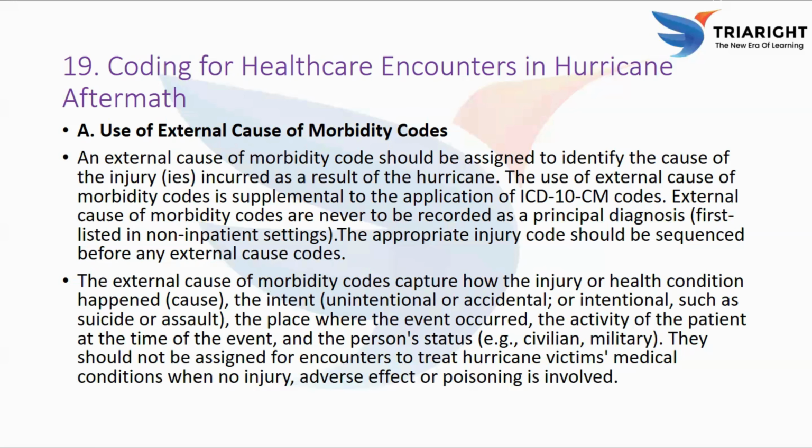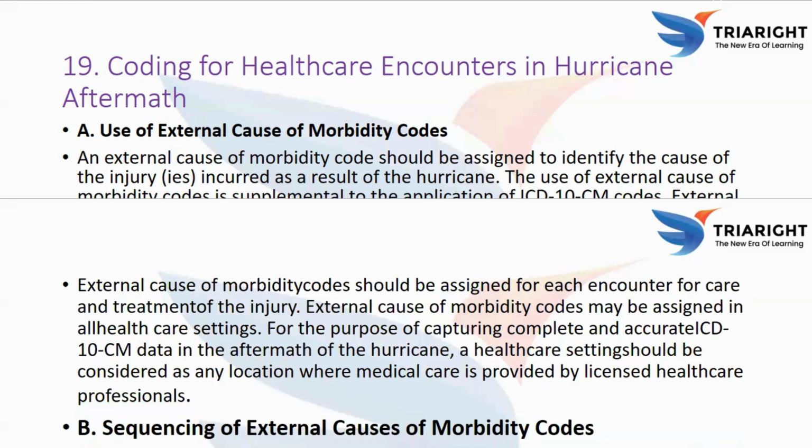You should not use these codes for people who were affected by the hurricane but didn't get injured or poisoned. For someone who came for stress or an asthma checkup after the hurricane, these codes are not used. They are only used for fractures, collapse or flooding injuries. External cause codes always tell the story of how an injury happened, but not what the injury is. They help to make the record more complete and useful for data and safety purposes.